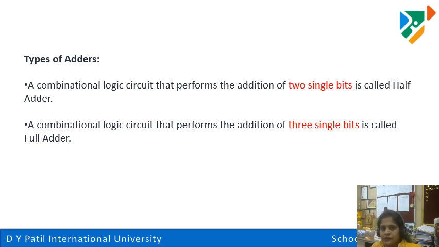A combinational logic circuit that performs the addition of two single bits is called a half adder. If it performs the addition of three single bits, it is called a full adder. Now what are two single bits and three single bits? Two single bits are the inputs, because as long as we do not have two numbers, we cannot do an addition. Same is the case here. We need two single bits, then we do a normal addition.